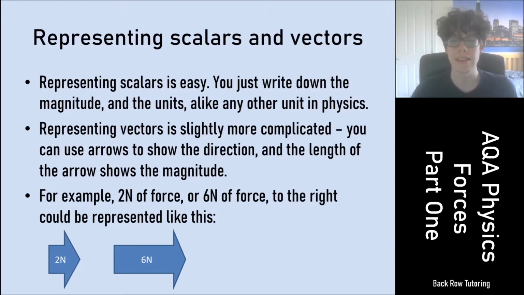Representing scalars is easy. You just write down the magnitude and the units, like any other unit in physics. Representing vectors is slightly more complicated. You can use arrows to show the direction, and the length of the arrow shows magnitude. For example, 2 newtons of force, or 6 newtons of force to the right, could be represented like this, where here we'll have a 2 newton arrow, and here we have a 6 newton arrow, and as you can see, the 6 newton arrow is slightly bigger.